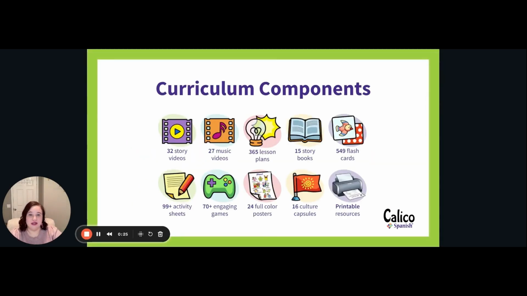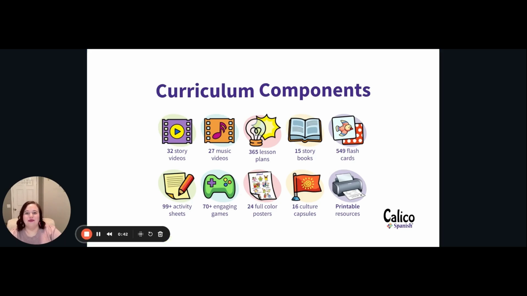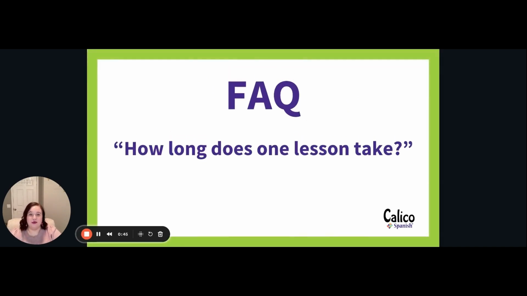So the Calico Spanish curriculum consists of several core activities that you can expect to see in every unit across all 4 levels of our program. From video stories and comic books to music videos and interactive games, our curriculum is packed with engaging materials that learners love. So now let's get started with preparing to teach a Calico Spanish lesson.